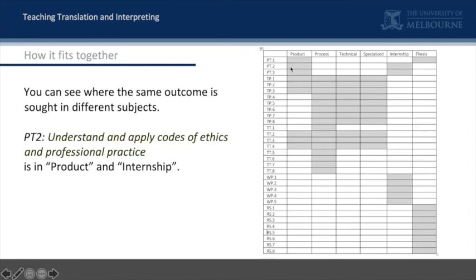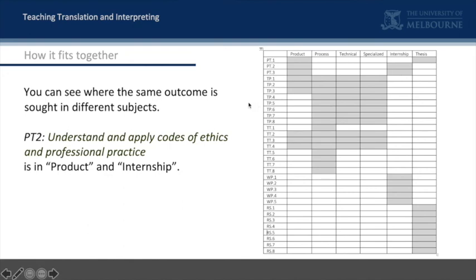PT2, there we go, we picked this one, says understand and apply codes of ethics and professional practice. Very good. That's done in the product, translation as product course, subject, okay, as a standalone lesson. Some of you have had that lesson. Some of you know what the AUSIT Code of Ethics is. But then it's related to the internship, because in the report and the reflection on the internship, we want people to write about ethics. So the two are connected in a productive way. This is the theory, if you like, and this is the applied reflection on ethics.